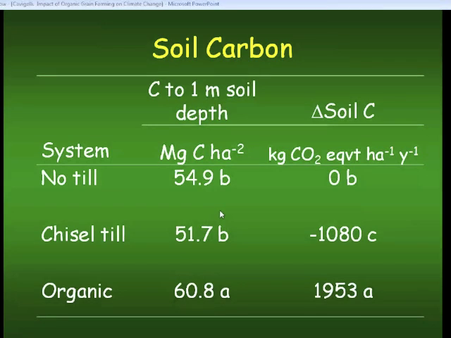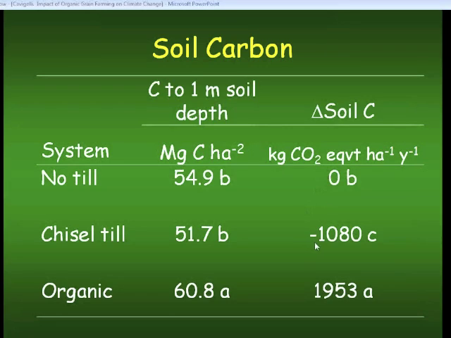So to use this information in calculating global warming potential, we need to calculate how much of a change each of these numbers represents from the beginning of the experiment. We measured these values in 2006, which is 11 years after the beginning of the experiment. And what we assumed is that the no-till had not changed because the site where the experiment was placed had been in no-till for at least 11 years prior to the beginning of the experiment. And that's why we see a zero here. So there's no change in soil carbon.